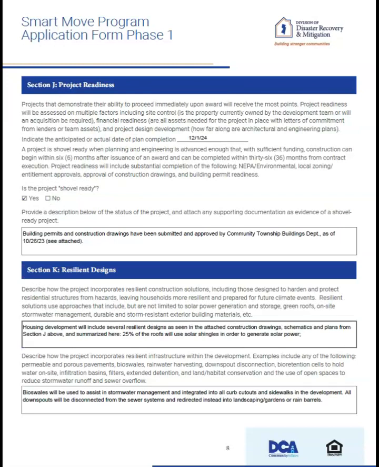Section J. Project Readiness. Here, indicate the anticipated or actual date of plan completion. A project is shovel-ready when planning and engineering is advanced enough that, with sufficient funding, construction can begin within 6 months after issuance of an award and can be completed within 36 months from contract execution. Indicate if the project is considered shovel-ready and provide a description of the status of the project and attach any supporting evidence demonstrating a shovel-ready project.